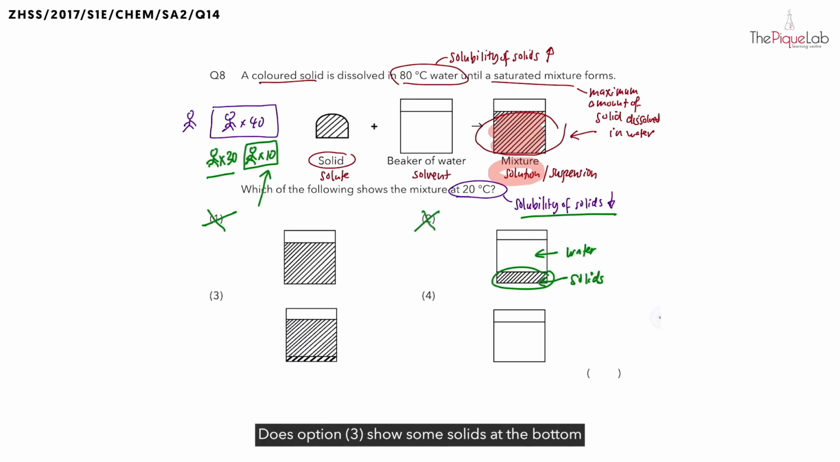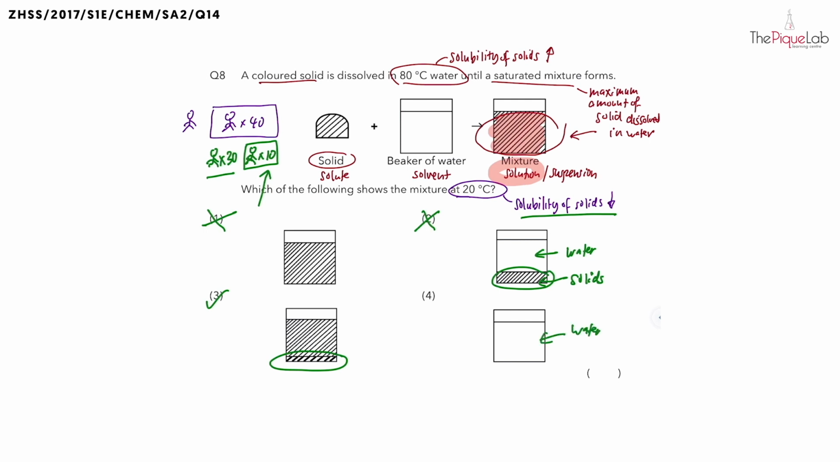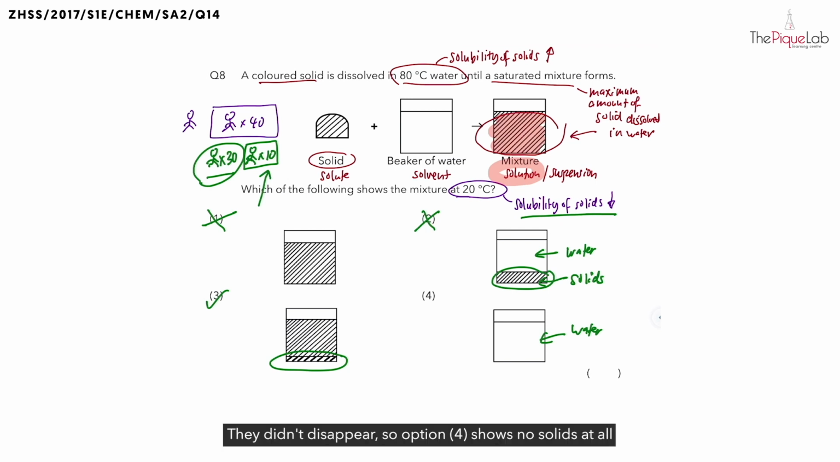Does option 3 show some solids at the bottom of a coloured solution? Yes, it does. So this is in fact our correct answer. But let's just take a look at option number 4. This is just a beaker of water. Where are all the solids? The solids have disappeared. Remember our analogy? 30 students are kicked out of the class to the corridors. I should still be able to see those students. They didn't disappear. So option 4 shows no solids at all and the solids have disappeared. This cannot be our answer, and this confirms our answer as option number 3.